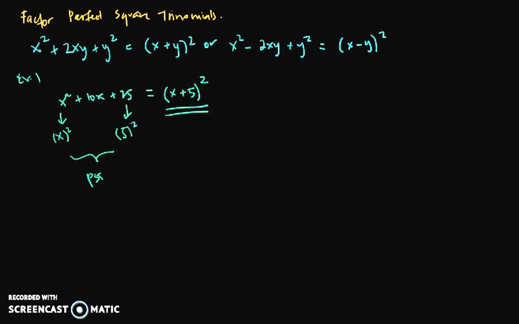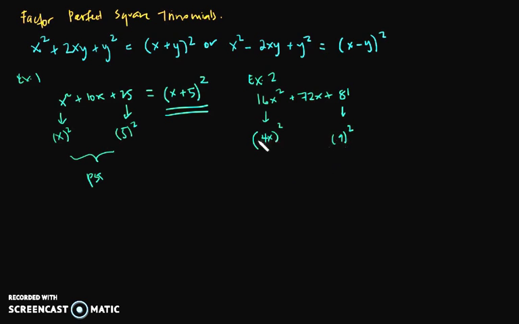Okay, so next, we have example number 2. How about I have 16x squared plus 72x plus 81. Again, I need to check first whether the expression is a perfect square trinomial. So let me just express the first and last terms in terms of their perfect squares. So this is the quantity 4x squared. This will be the quantity 9 squared.